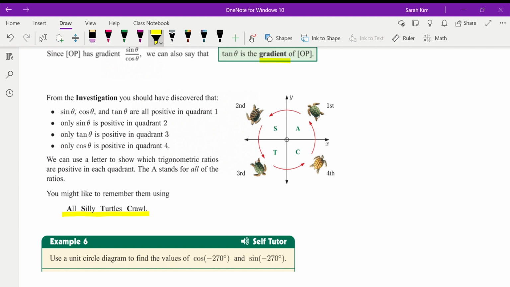So for example, your sine, cos, and tan are all positive in quadrant 1 over here, so it's the all, everything's positive, and only sine is positive in quadrant 2, so only s is positive, so that's why it has an s. Only tan is positive in quadrant 3, so that's why it only has a t. And the only one positive in the fourth quadrant is cos, so that's why it has a c.